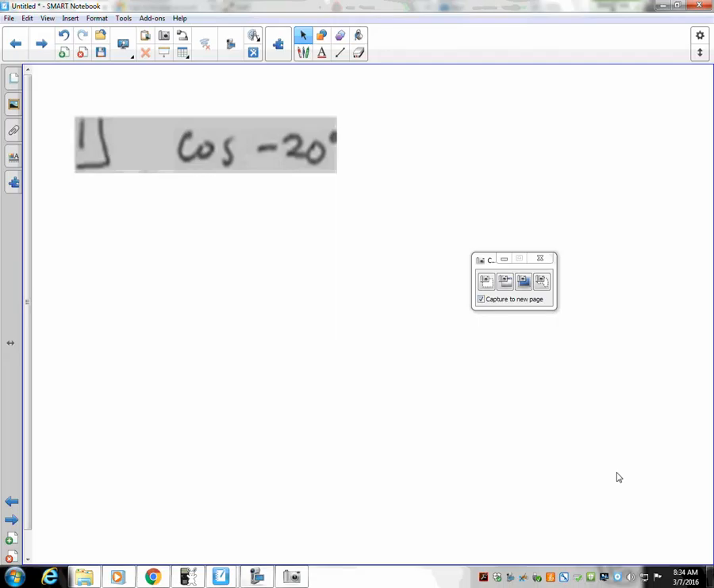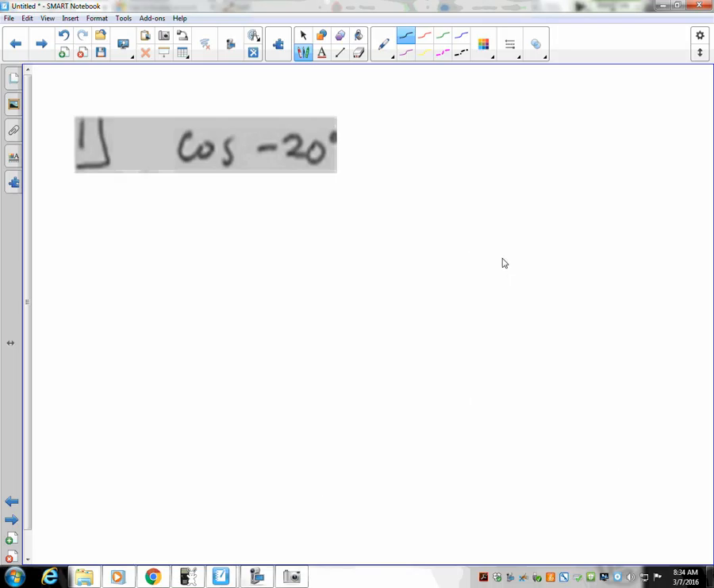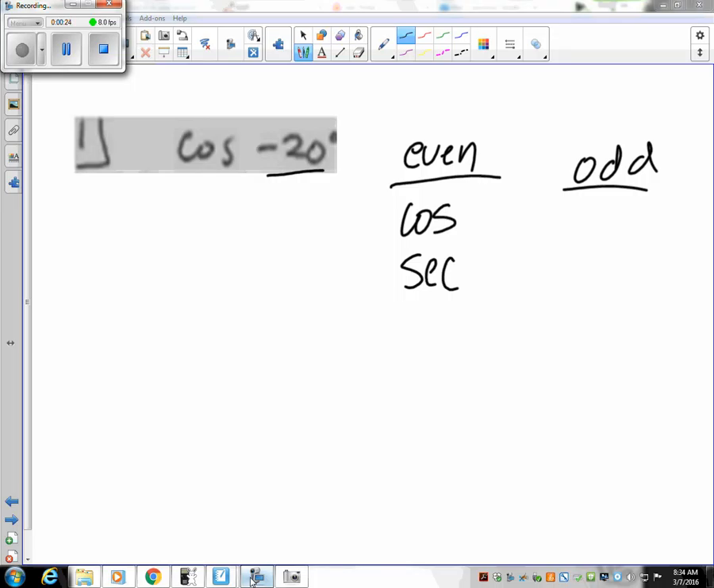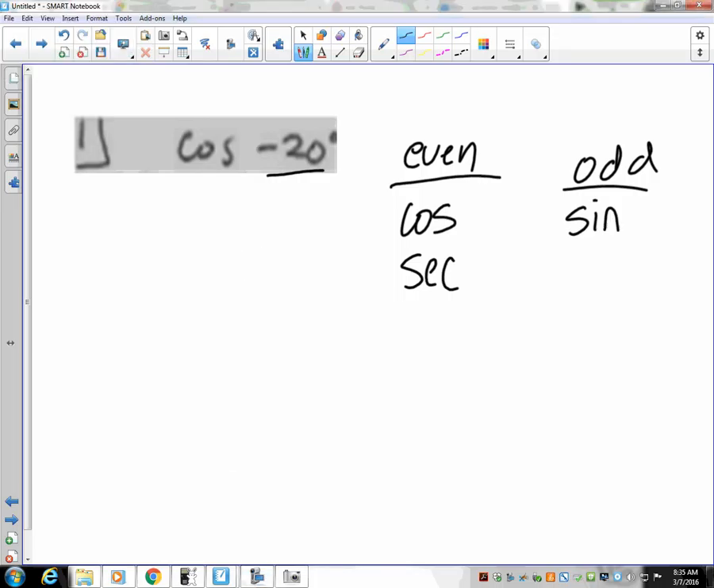Yeah, number one, we had to take this one and write it with a positive angle. So let's review just really quickly here about negative angles and about which functions are even and odd. Our even trig functions here are cosine and secant, and then the other four are the odd functions. Our odd functions would be sine, cosecant, cotangent, and tangent.